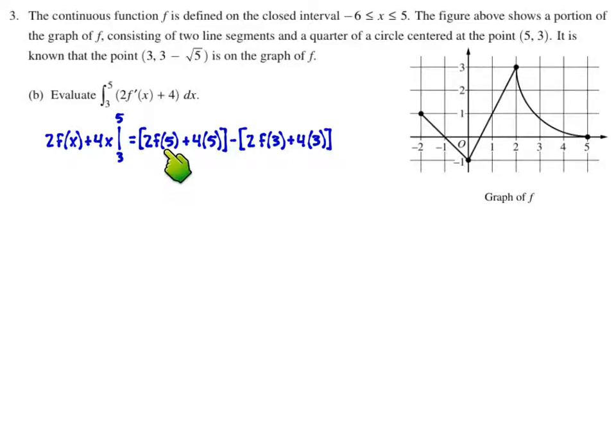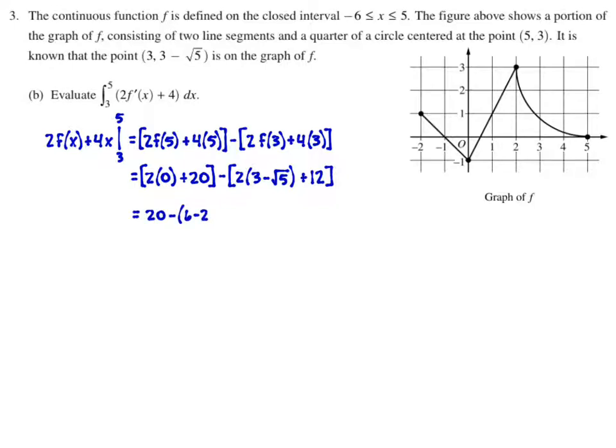So here, we've got to figure out what f of 5 is. Here's where our graph comes into play. What is the value of f when x equals 5? We can see that the value of f when x equals 5 is 0. And then 4 times 5 is 20. What is the value of f of 3? Well, looking at the graph, that doesn't look good. But if you notice up in the prompt, it said that this has a value of 3 minus rad 5. So f of 3 is 3 minus rad 5. So I'm going to go ahead and plug that in, and then 4 times 3 is 12.